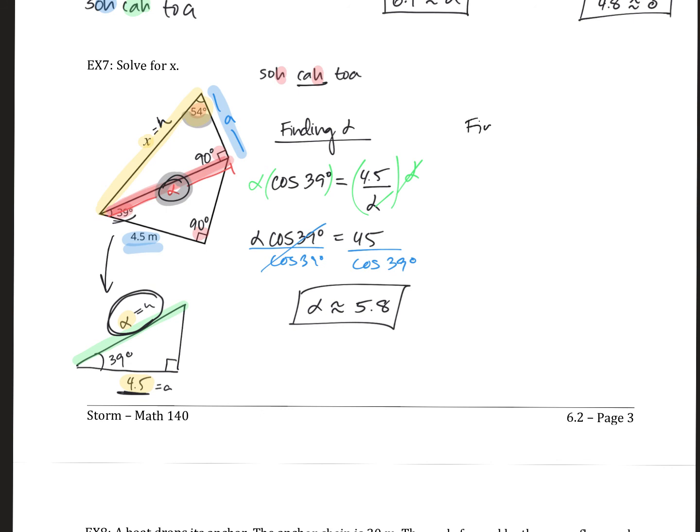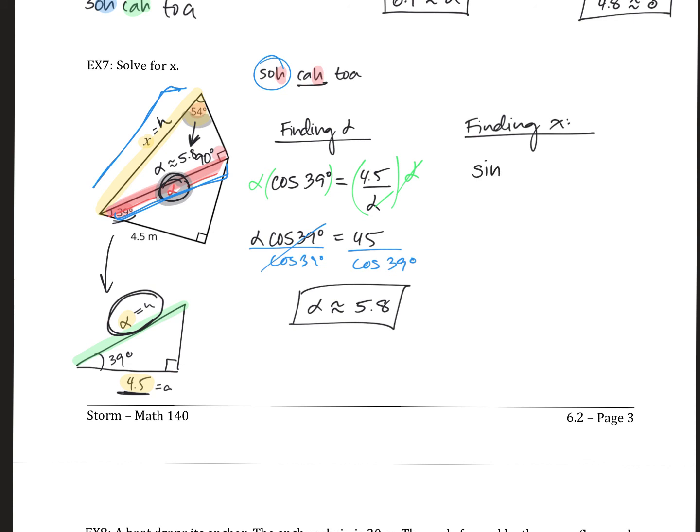What am I given though? So I want to say finding x. So I'm using angle 54, and I am trying to use alpha, which I know alpha is equal to 5.8, and I want the hypotenuse. So that is the opposite. Let me go ahead and clean this up here a little bit. So I'm going to be using the opposite side and the hypotenuse in my equation. So which trig function consists of the opposite length and the hypotenuse? Opposite and hypotenuse. That would be sine. So we're going to go ahead and use sine.